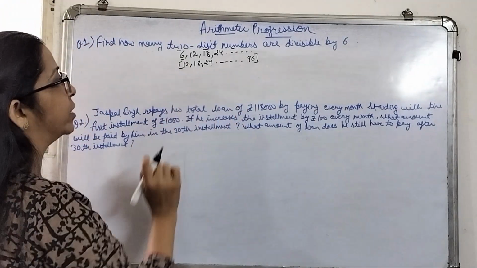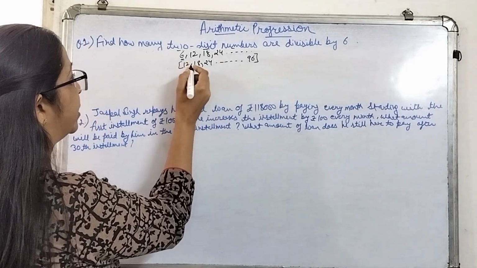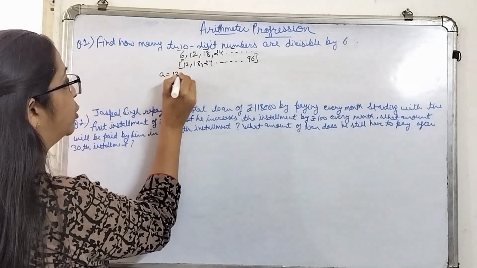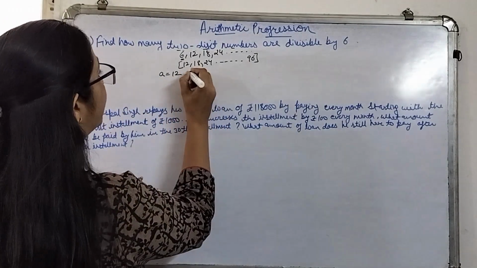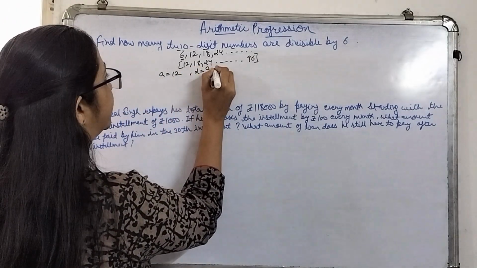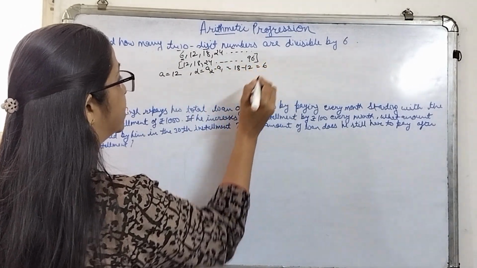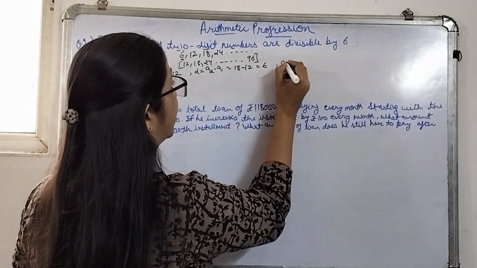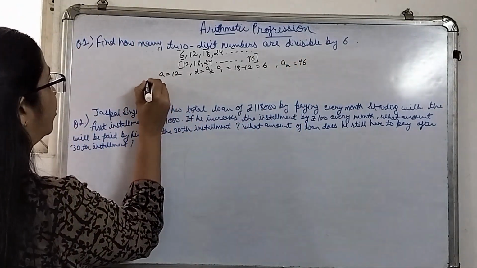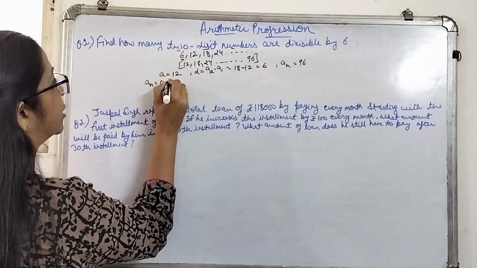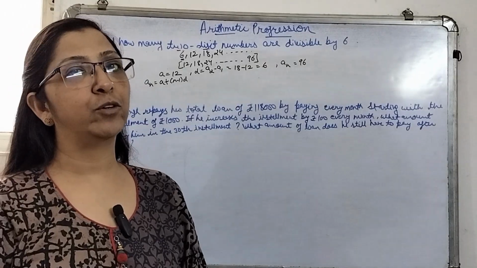If we look at this, we can see this series is in AP. That means over here the first term of the AP is 12. The first term is denoted by small a. It is 12. The common difference is the second term minus the first one, that is 18 minus 12, it is 6, and the last term, that is the nth term, is 96. We know that we can use the formula an equals a plus n minus 1 into d for finding the nth term of the AP.